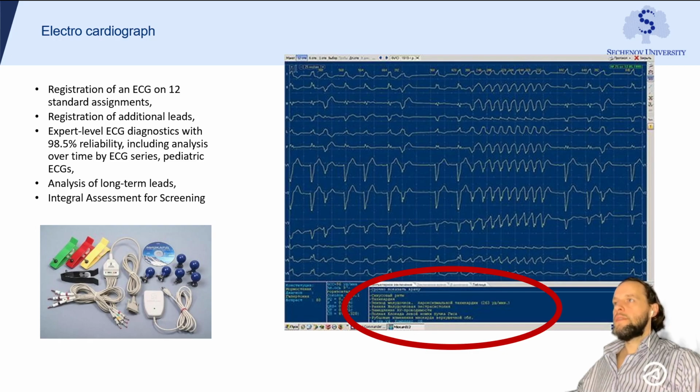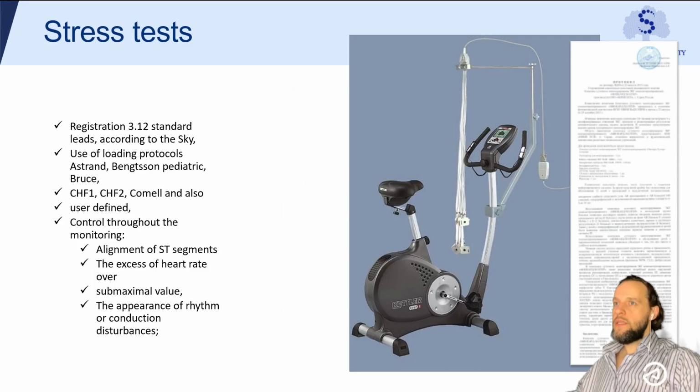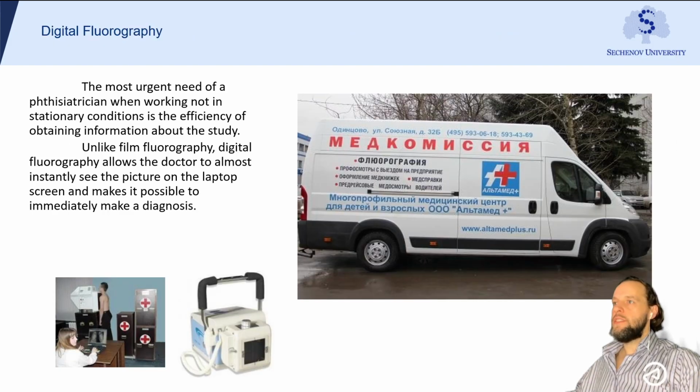An electrocardiograph receives signals from standard assignments, registering data, and its reliability is very high, and it could be used in general practice. Another example is a stress testing device, and it's quite similar to a common device used in hospitals. The only difference is that it stores data in an information system and could send it over the network.